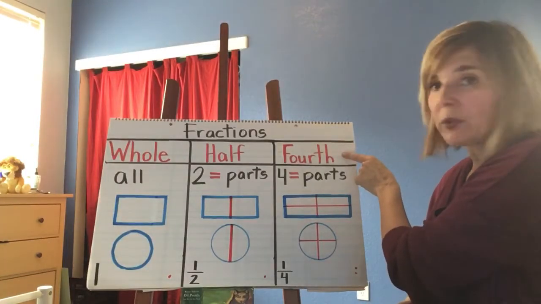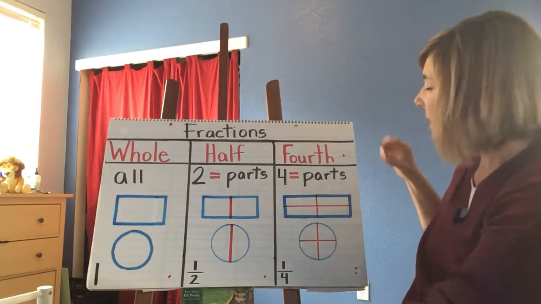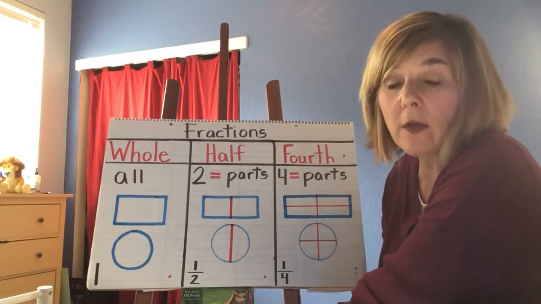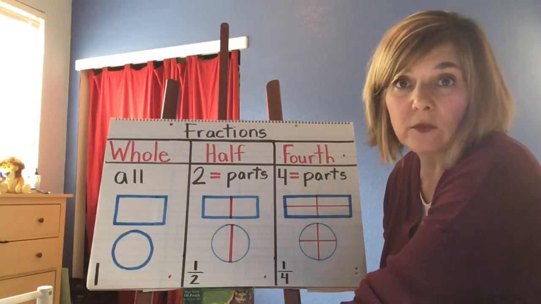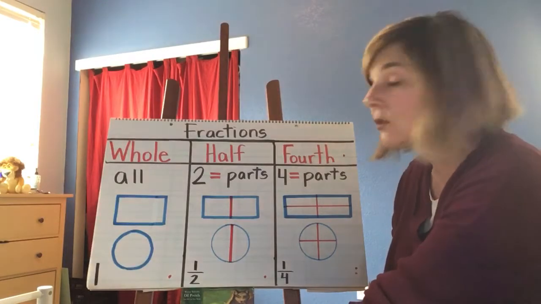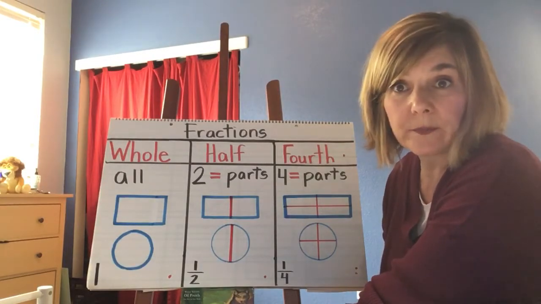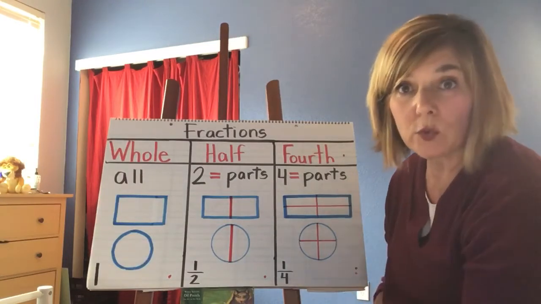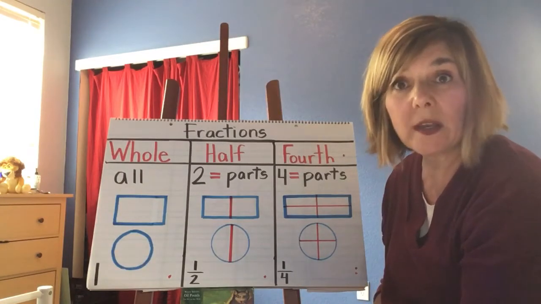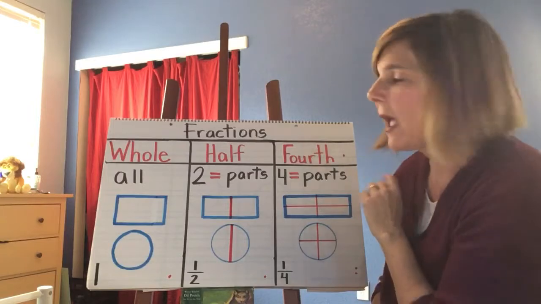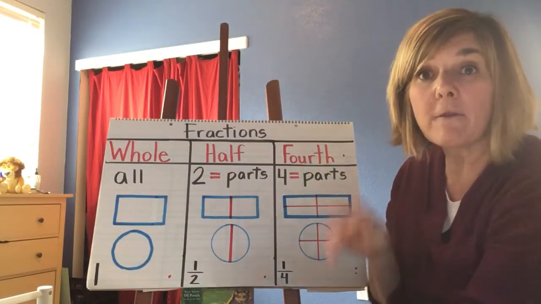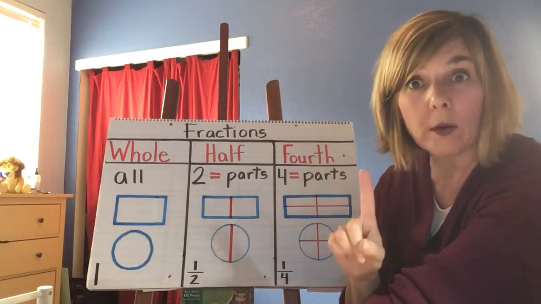And my next word in red is fourth. Now I put a little red dot there because I wanted to tell you another way that we're going to describe things in fourths. We might also use the word quarters. Now I didn't write it on my board because I don't have enough room. But as you work through your lessons, you might hear the word quarter, and that means fourth. So it's another way to say 4 parts of one whole.